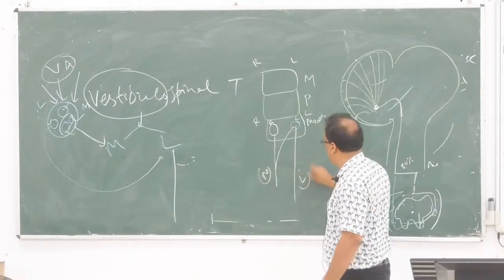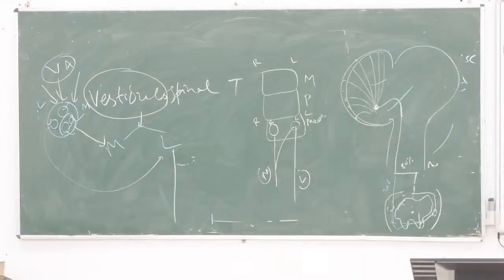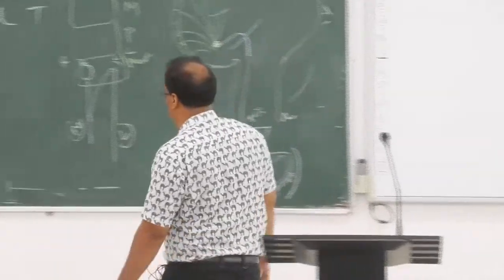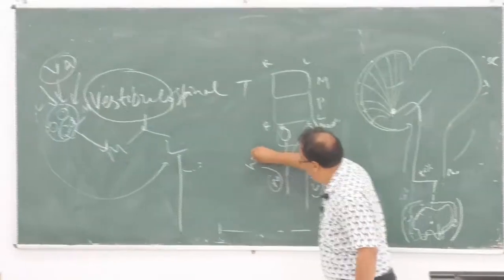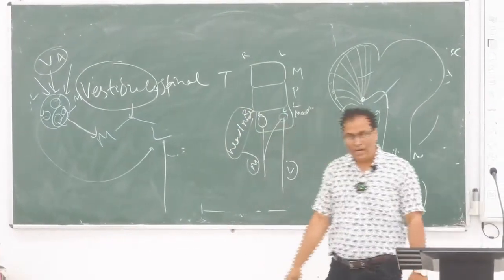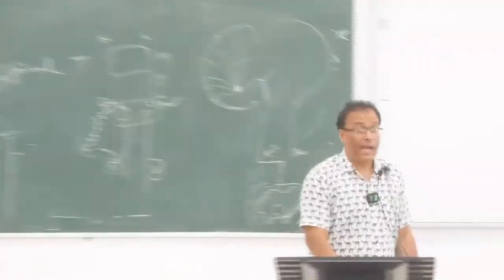এই medial আর lateral এর দরকার কিসের? এত কথা কেন? কারণ medial part of the vestibulospinal tract supplies mainly the head and neck muscles, right? And this one, the lateral part, is for the anti-gravity muscles.